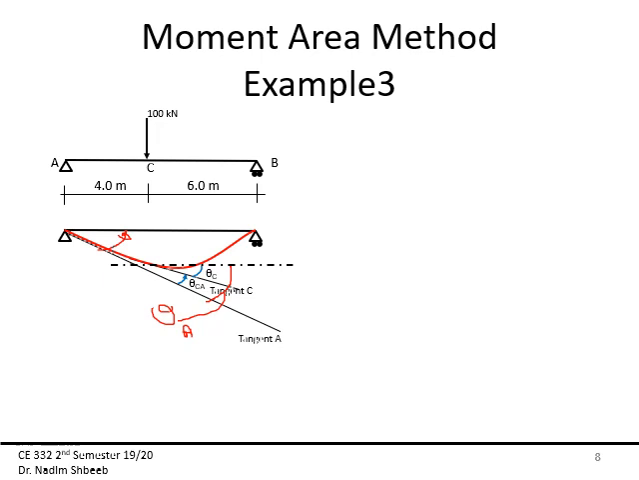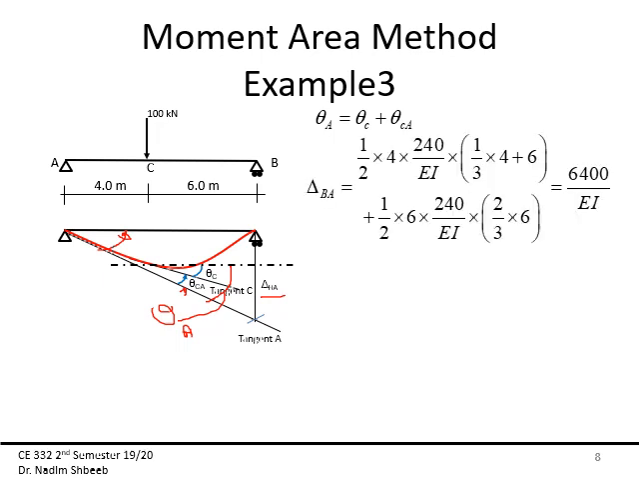Now, I can find theta CA using moment area theorem 1, and theta A I can simply find by finding the vertical deviation between B and A, which is again point B being on the elastic curve measured from the tangent at A. So if I find delta BA, then I can find theta A. So again, theta A is equal to theta C plus theta CA. I'm going to find delta BA first.